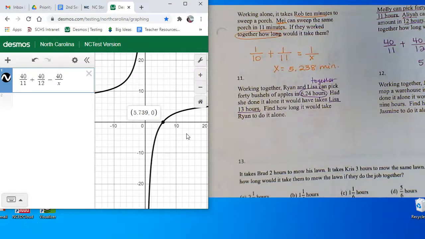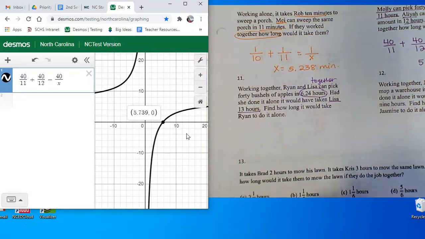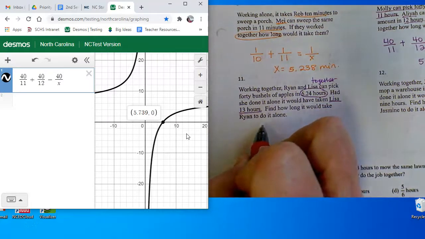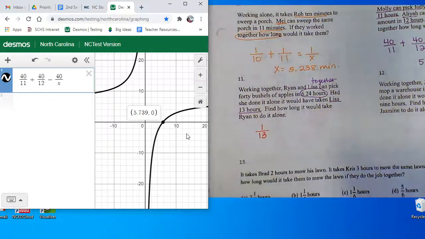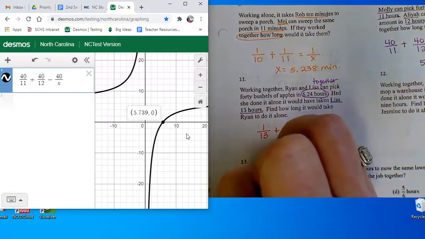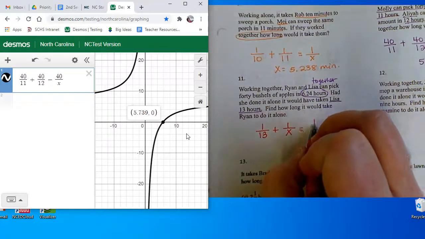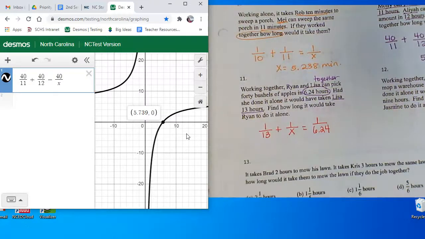So we're going to add Lisa and Ryan and equal it together. Okay? Because we don't know Ryan, that's where the X is going to fall. We're still picking 40 bushels of apples. Again, you can put 40 or you can put 1, whatever makes sense to you. I'm going to put a 1 on this one, but again, you can put the 40. It doesn't hurt anything. So, together is the 6. Lisa is the 13. So 1 over 13 would be Lisa. Ryan is 1 over X, because that's what we don't know. And then we set that equal to 1 over together, which is the 6.24. Again, you can put 1s or 40s. Since it's the same number of things that everybody's doing, it really doesn't matter.